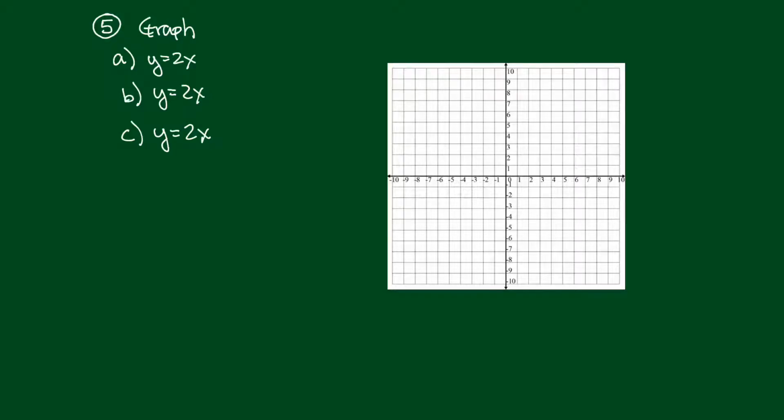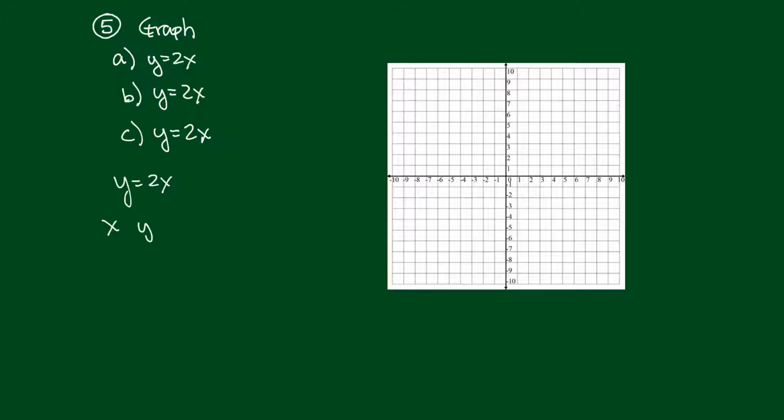In problem 5, we're asked to graph these three functions. Part A is 2x, part B is going to be a version of 2x, I'll add that on in a minute, and part C is a different version of 2x, I'll add that on in a minute. So first thing, let's graph this y equals 2x.